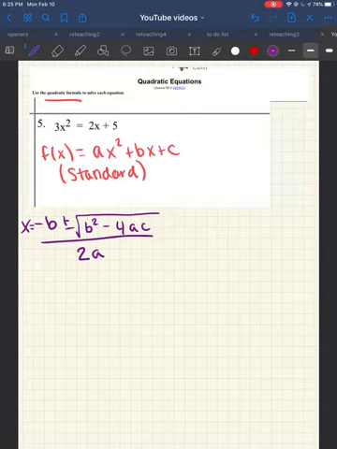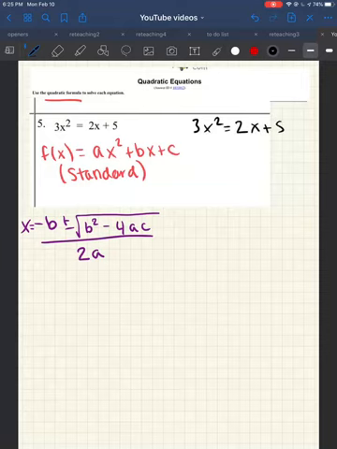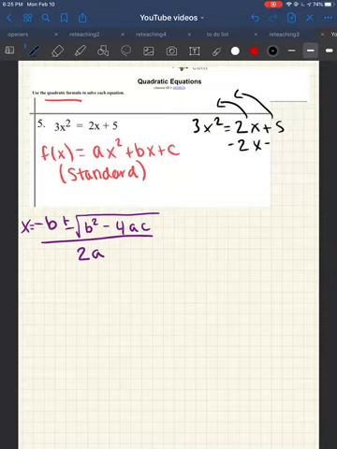Okay, so it doesn't look like we have our equation in standard form. So I'm going to manipulate it around to get it into standard form. So 3x squared equals 2x plus 5. I'm going to get these over here so that I can keep a positive x squared. I'd rather just deal with a positive equation rather than a negative one. So I'm going to minus 2x and minus 5 from both sides. So minus 2x minus 5.